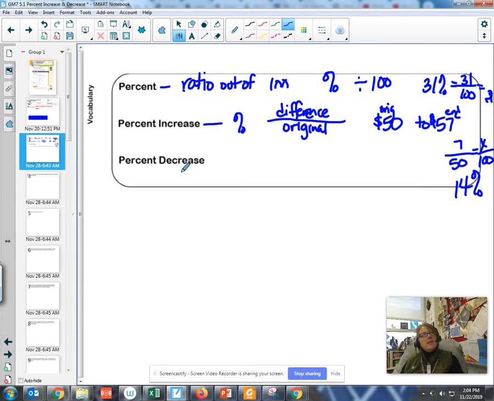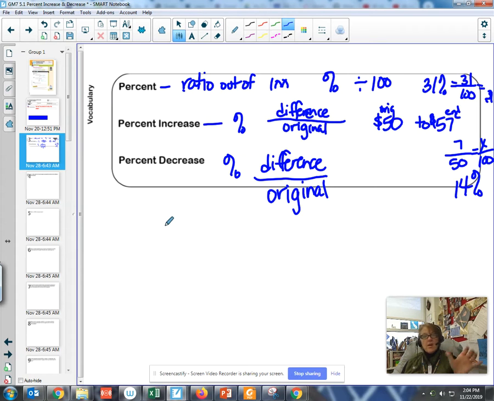Percent decrease. So let's take a look at what that means. Guess what? This is the same thing. It's a percent again, and you're going to calculate what is the difference between my starting and my ending values. Put that as a ratio over the original amount, and you're going to say, all right, how much did I change from my start? And figure out the percent.